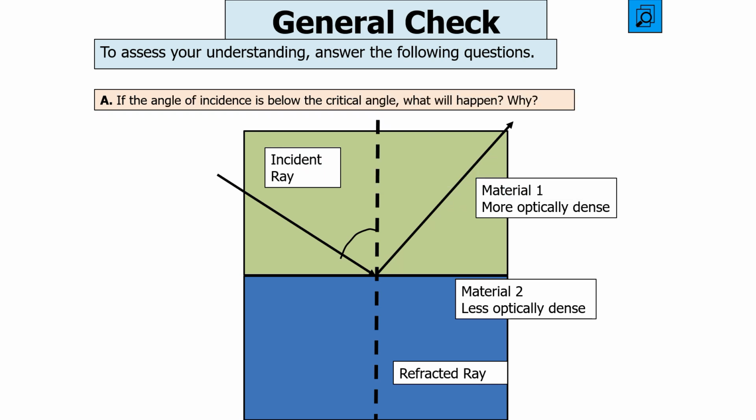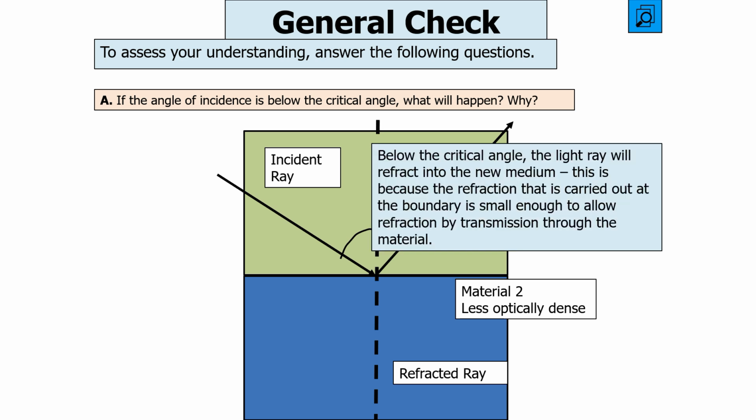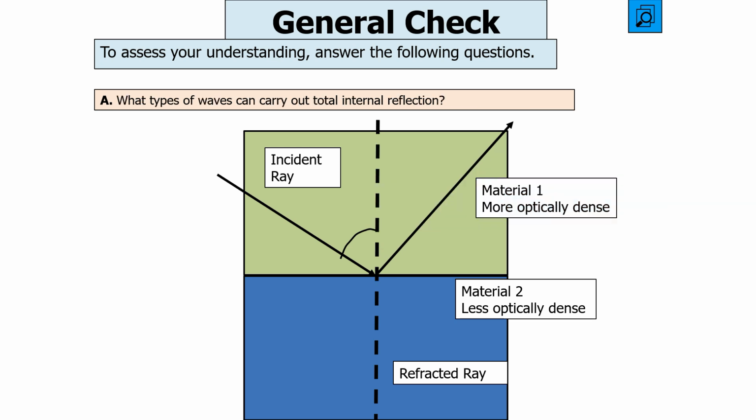If the angle of incidence is below the critical angle, what will happen and why? So pause the video now, then unpause the video when you want to go through your answer. Below the critical angle, the light ray will refract into the new medium. This is because the refraction that's carried out at the boundary is small enough to allow refraction by transmission through the material. What types of wave carry out total internal reflection?